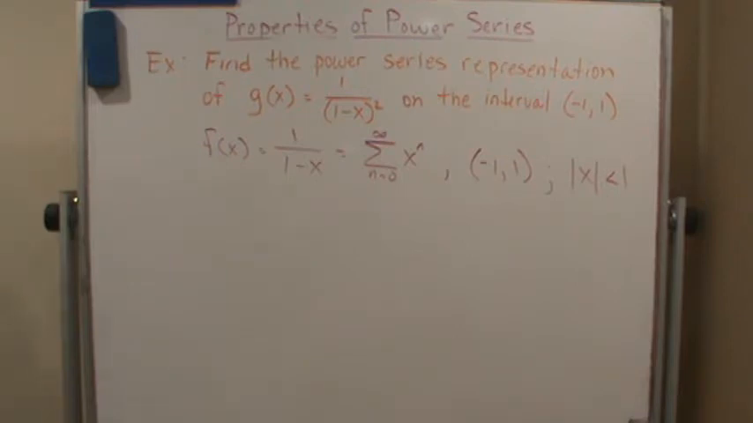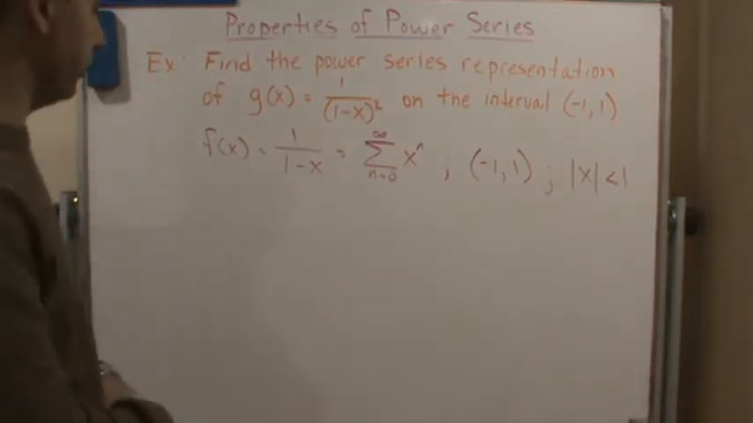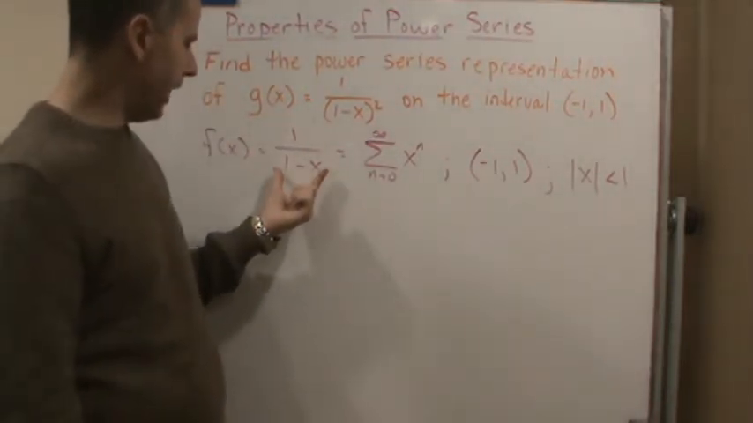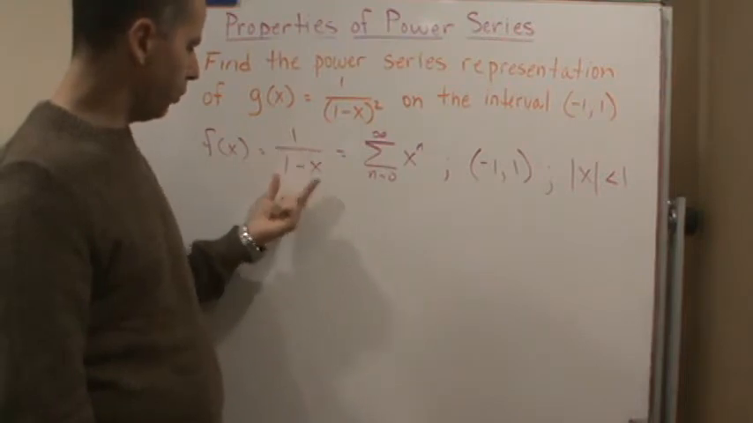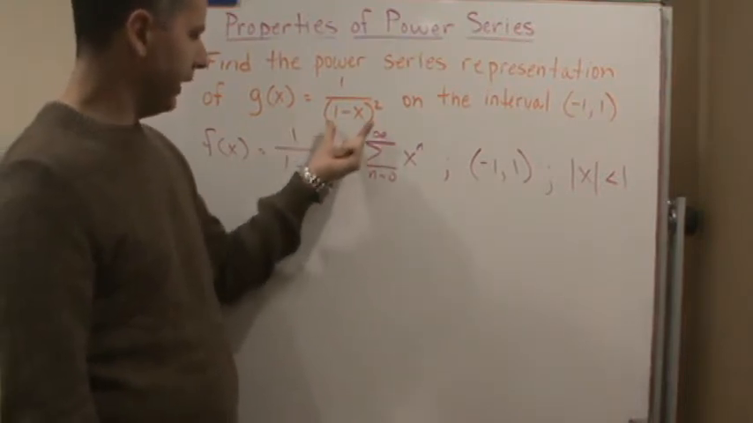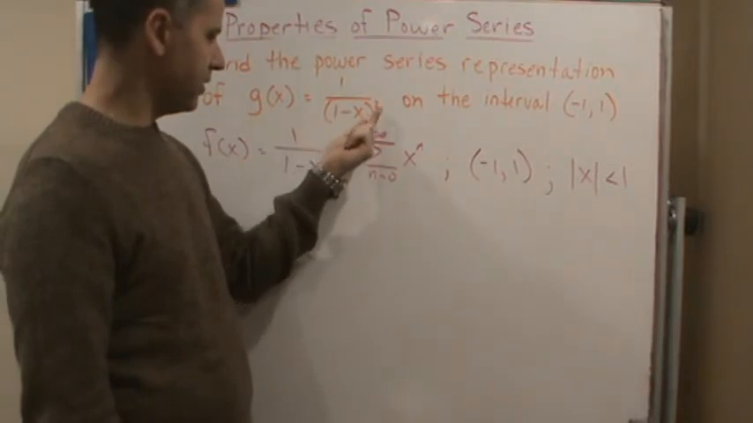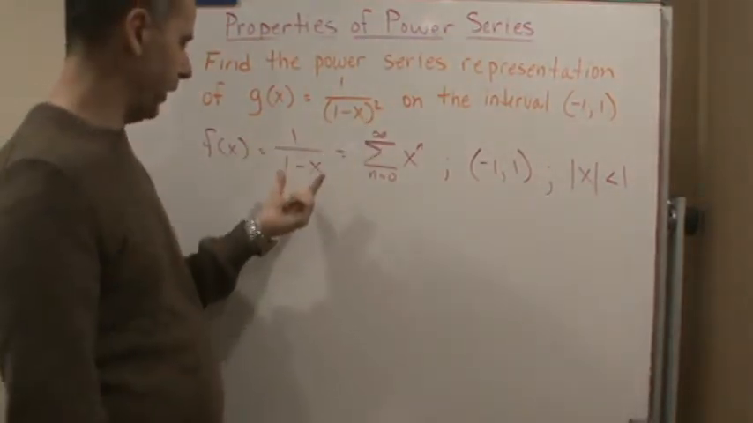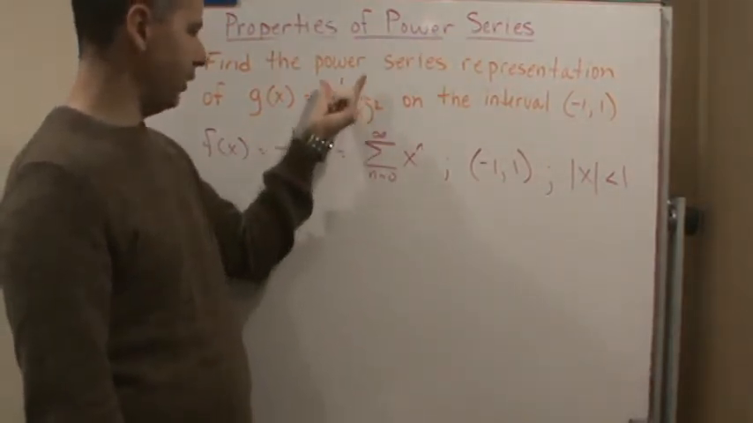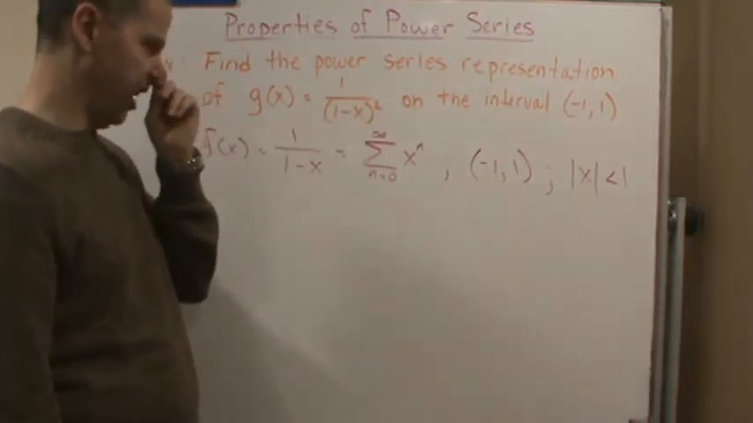What are we going to do? We can find the power series representation for g by differentiating the power series of f term by term. Because notice, what do we have here? We've got 1 over 1 minus x squared. Here we've got 1 over 1 minus x, I'm sorry, misspoke. This is 1 over 1 minus x, and here we've got 1 over 1 minus x quantity squared.